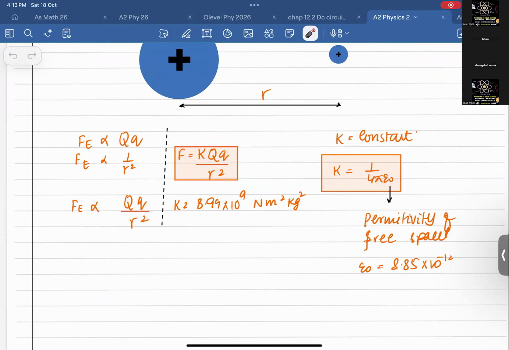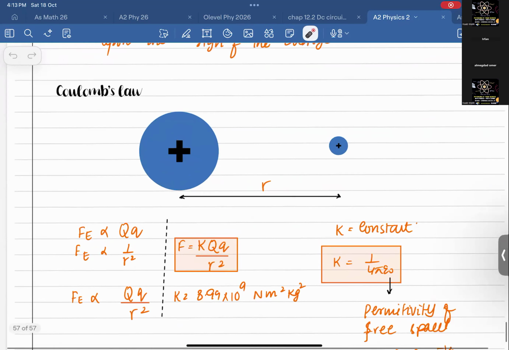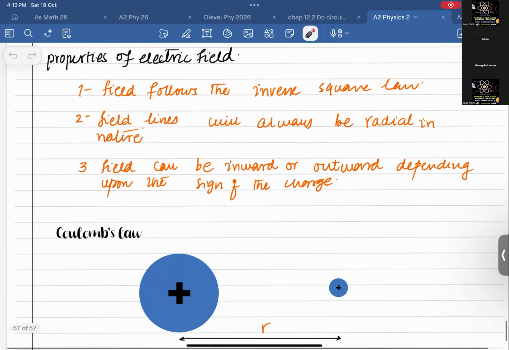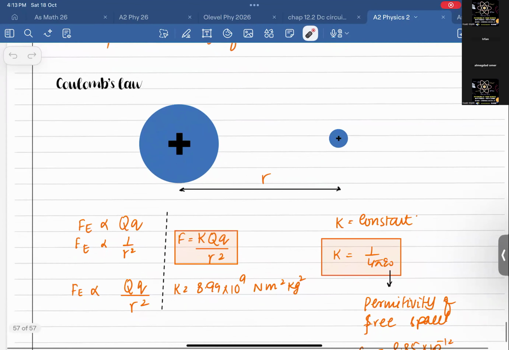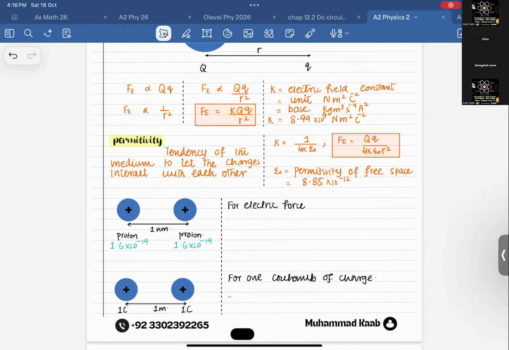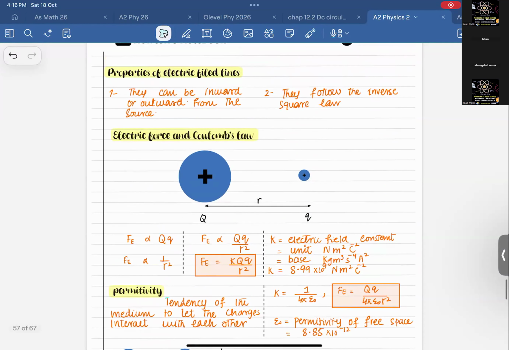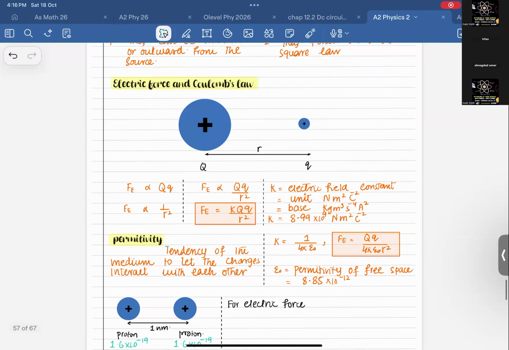And now we have to move on. Okay, move forward. So basically, in the previous class, we discussed all of the things till Coulomb's law.